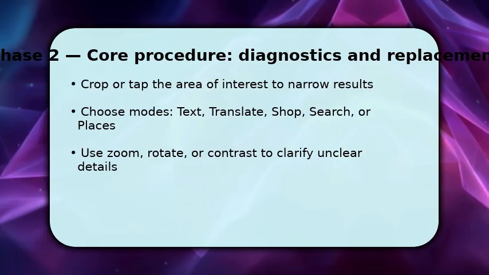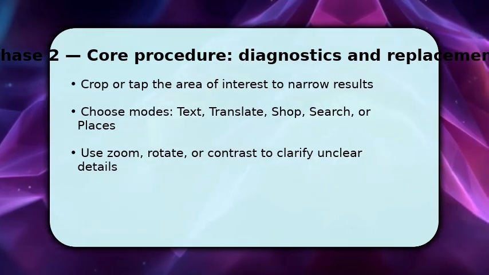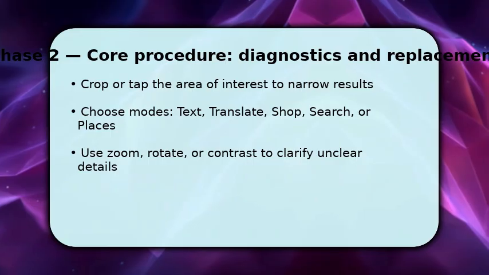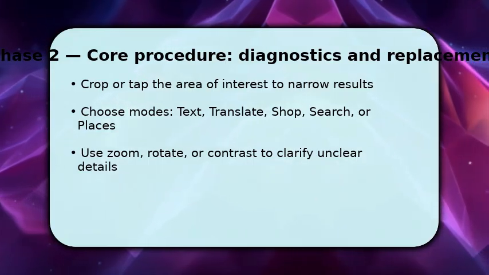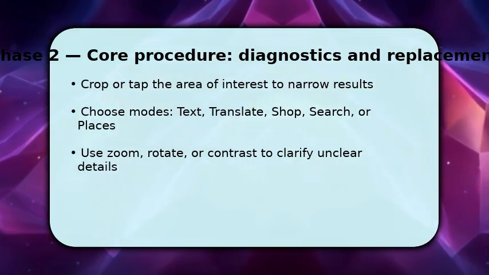If text is faint, zoom in or adjust contrast using your photo editor before retrying. Making the subject clearer yields higher confidence matches and fewer irrelevant suggestions.